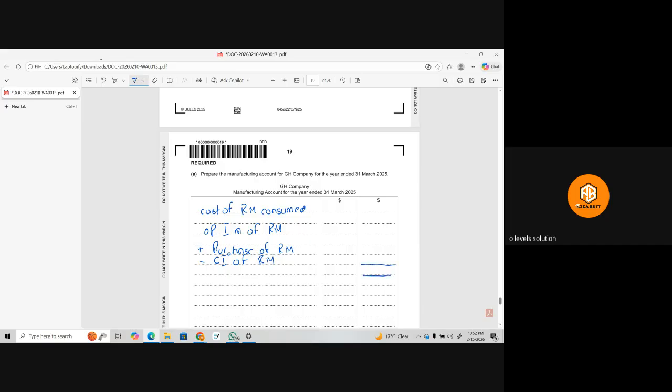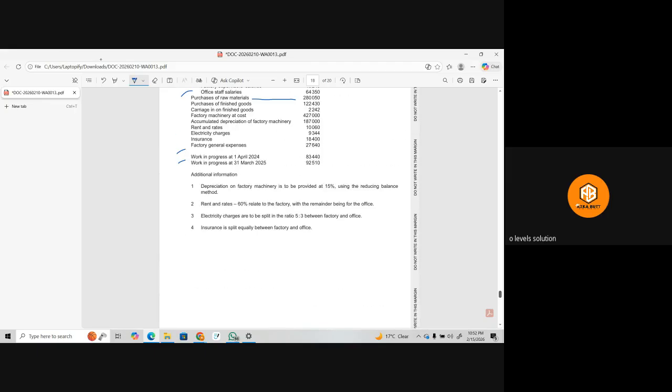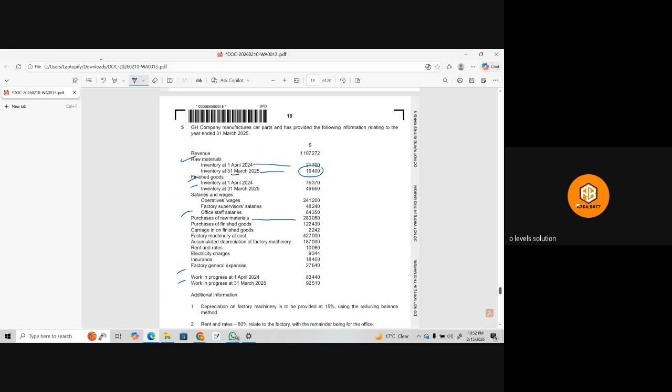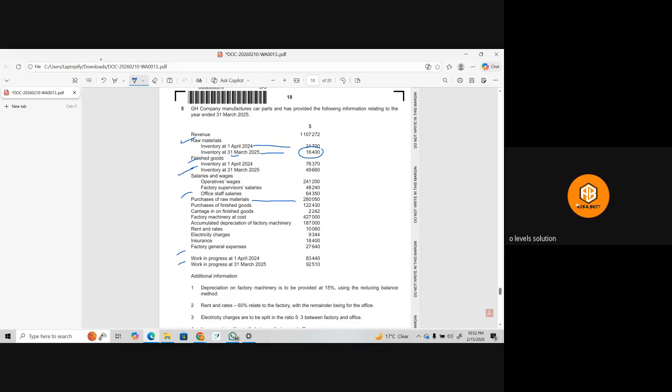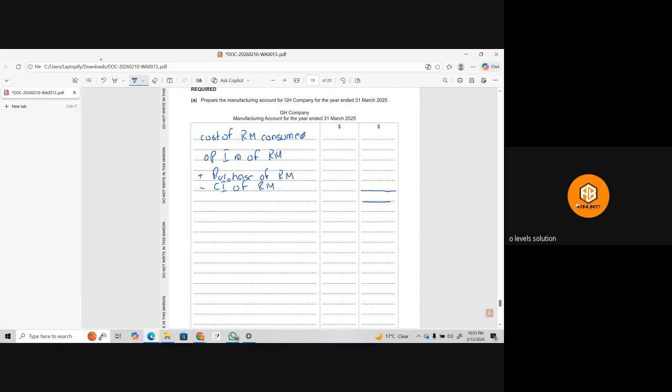After that, we have to write the direct wages or direct expenses. Do we have the direct wages? As you can see, we have the salaries and wages. There are operative wages, meaning the workers who are operating the machinery. This is this, and the factory supervisor. Since they are not directly linked with the production, they are part of indirect cost, and this is a part of direct cost. So we will write it here, plus operative wages.